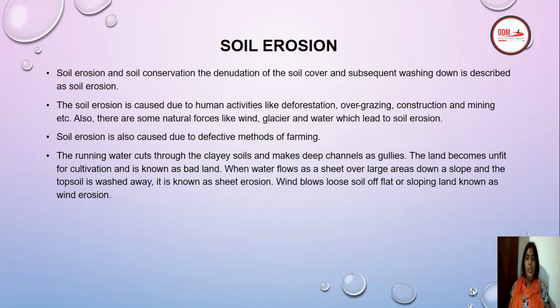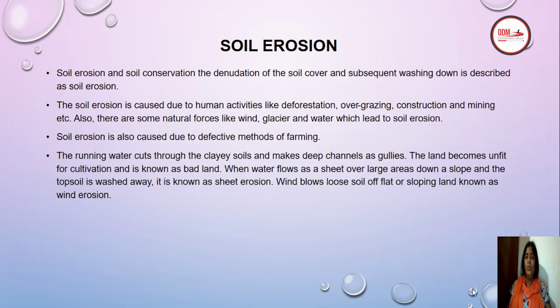Soil erosion is caused due to human activities like deforestation, overgrazing, construction, and mining. It is also caused by natural forces like wind, glacier, and water. Then soil erosion is caused due to defective methods of farming. If we are not doing farming in a scientific manner, that can also lead to soil erosion.